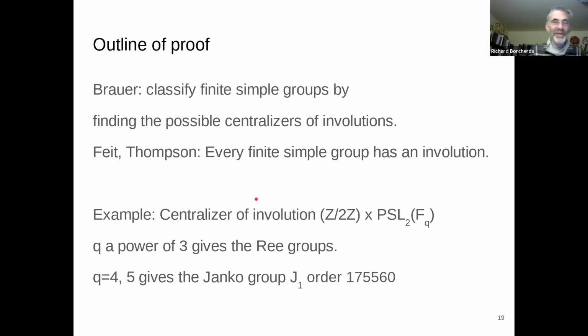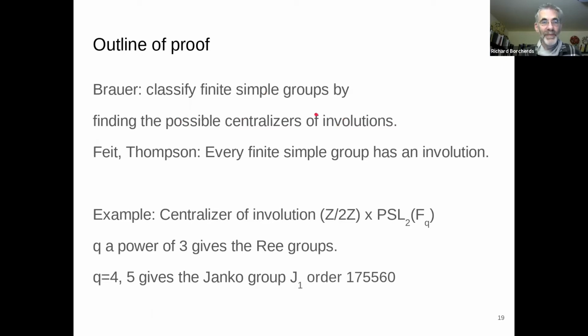So the question is, how do you find all the simple groups? Here's a very rough outline of the proof. Here I'm compressing about 10,000 pages of complicated argument into 3 or 4 lines. So obviously I'm going to miss out a few of the details. The absolutely fundamental idea of the classification is due to Brauer, who suggests you classify simple groups by finding the possible centralizer of an involution. An involution of a group is an element of order 2, and the centralizer is the things that commute with it.